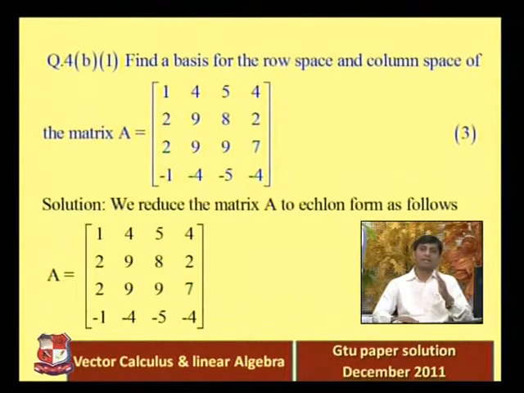So we reduce the matrix A into row echelon form as follows. Here is the matrix A: 1 4 5 4, 2 9 8 2, 2 9 9 7 and -1 -4 -5 -4. So we multiply the first row by -2 and add it to the second and third rows, and we multiply the first row by 1 and add it to the fourth row.